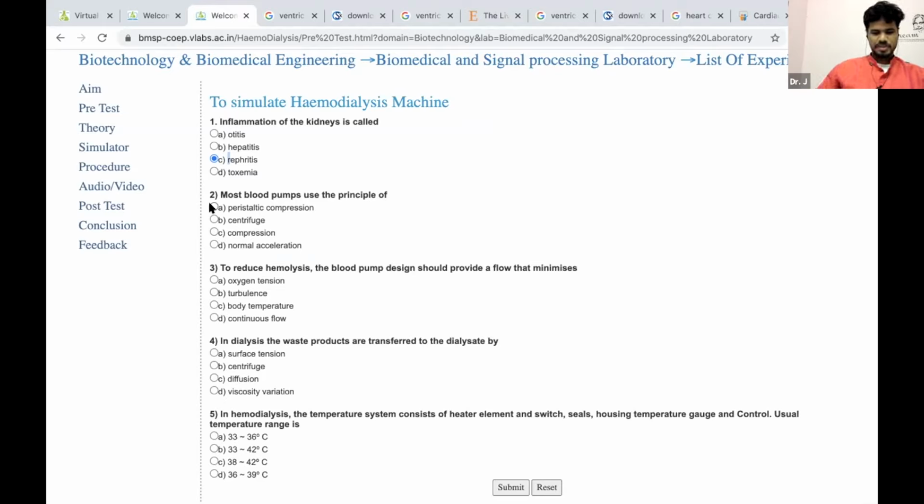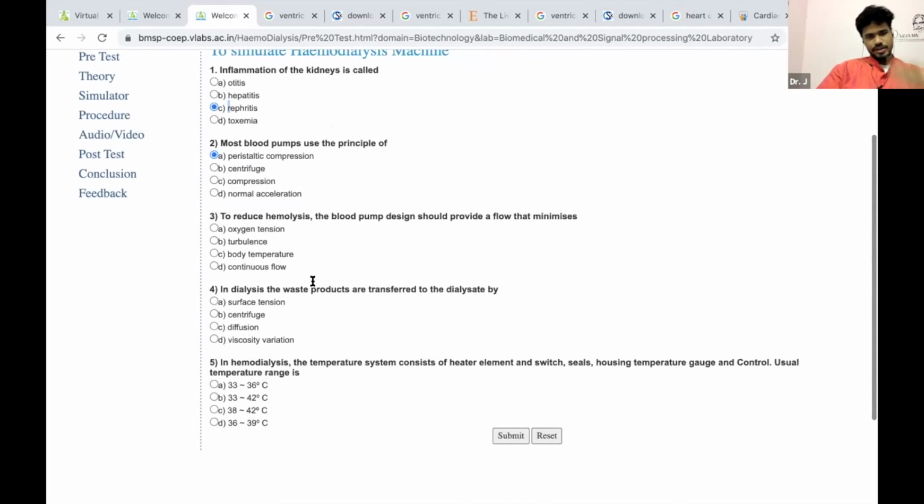What you do is typically take a tube. You say you have something that applies a pressure. Imagine this toothpaste. You squeeze it and move it, right? The paste will come out of the side. That is peristaltic compression, and you typically put it in a circular geometry, not in a linear geometry. But yeah, peristaltic compression. Reduced hemolysis: a blood pump should provide a flow that minimizes it.